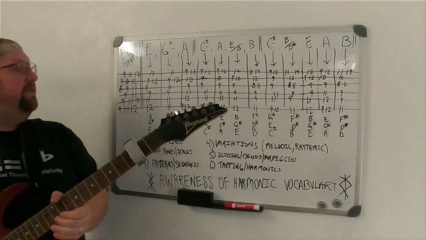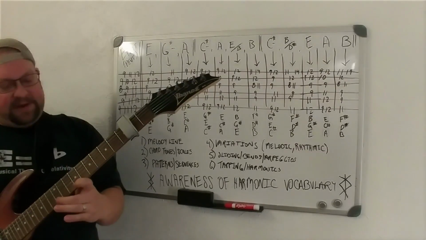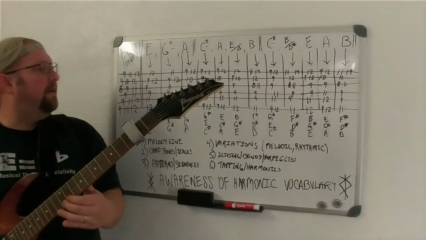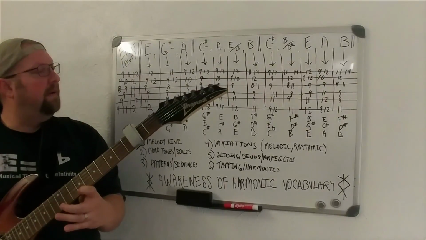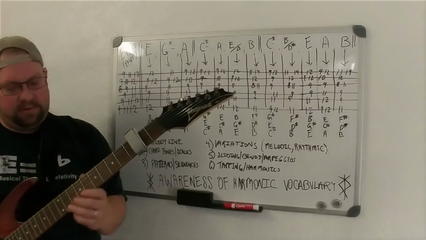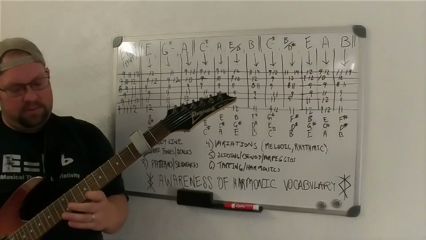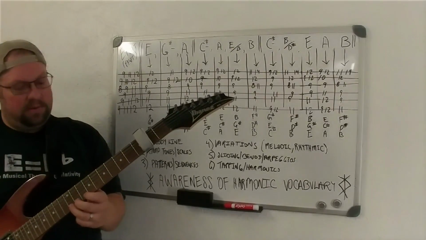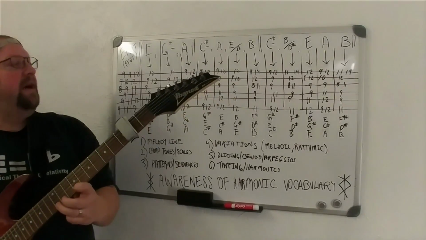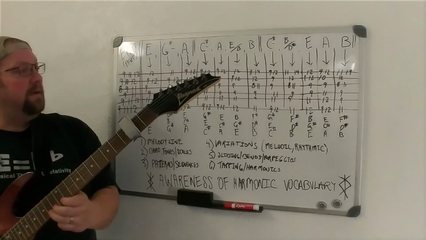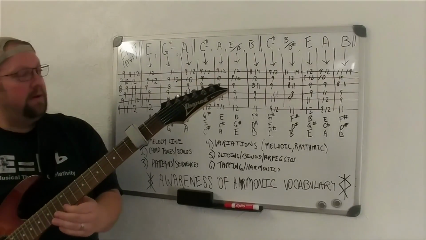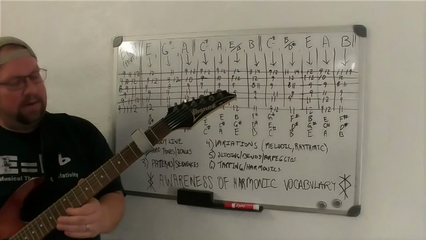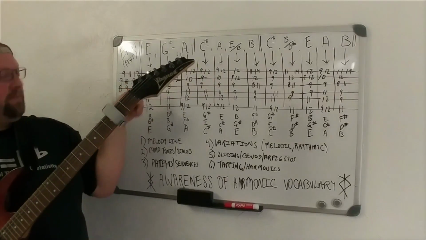Here we go. Moving on. Minor, A, E, over B, B. Now we're going to the B here.